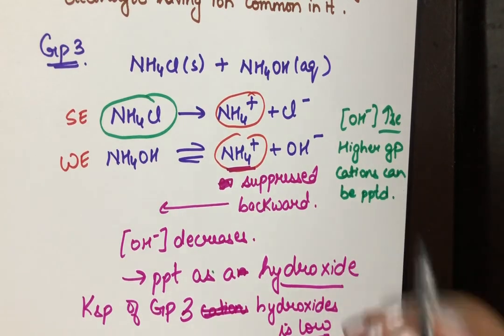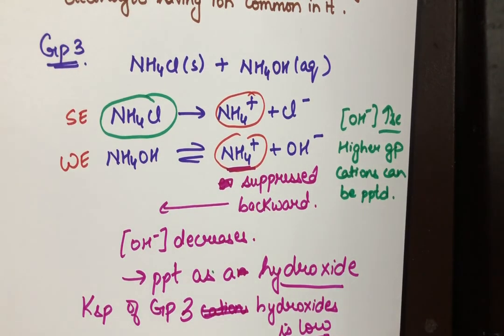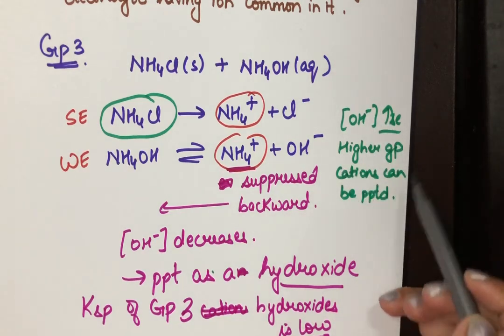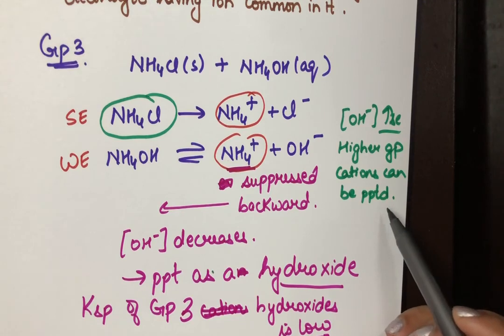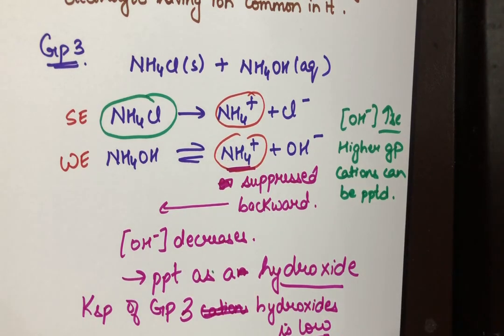And if that happens, then you won't know what the precipitate in your group 3 is. In group 3, we expect a gel-like precipitate for aluminium or reddish brown for iron, but you will not have that kind of precipitate, because a higher group cation would be precipitated and it would be very difficult for you to identify which cation was given to you.